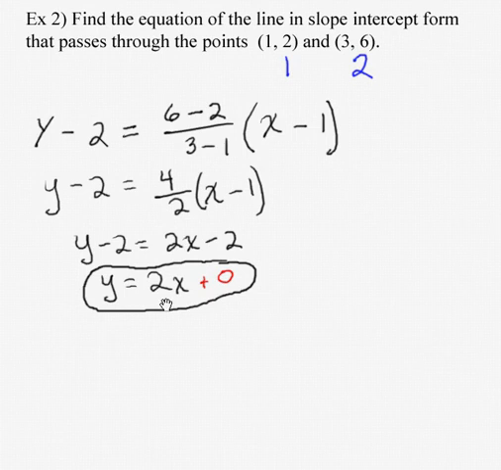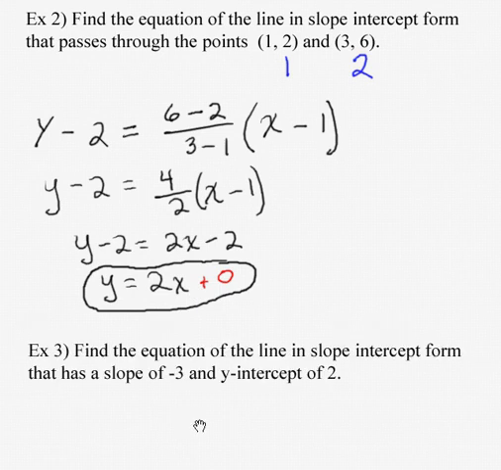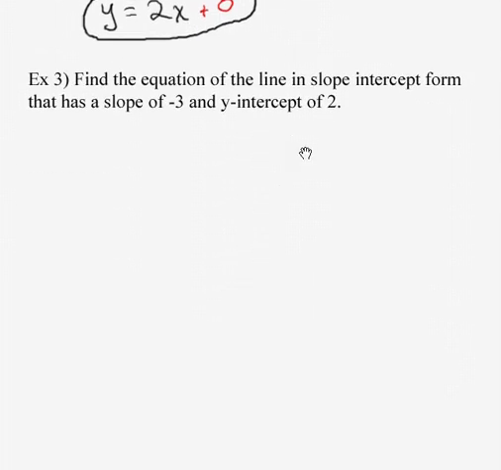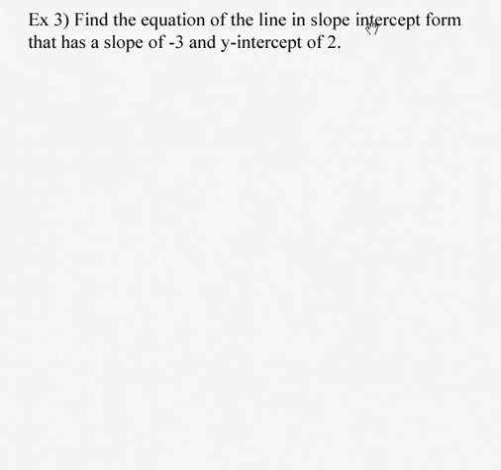In standard form, we'd subtract 2x from both sides, and we'd have negative 2x plus y equals 0. All right, let's move on to another one. We want to find the equation of a line in slope-intercept form. The slope is negative 3, the y-intercept is 2.